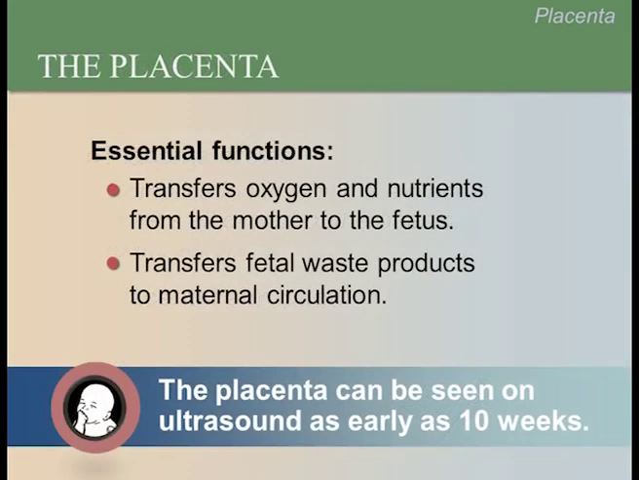The placenta is the lifeline of the fetus. It transfers oxygen and nutrients from mother to baby and the baby's waste back to the mother for processing. Normally, the placenta also contributes to amniotic fluid production. We can begin to see the placenta on ultrasound at about 10 weeks.